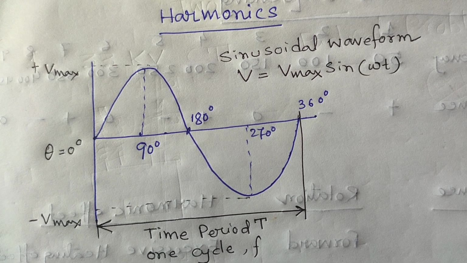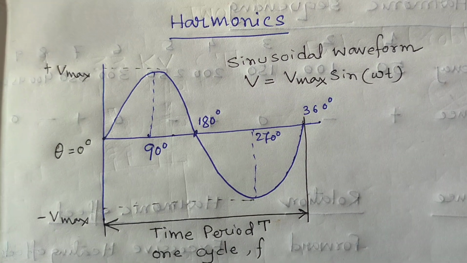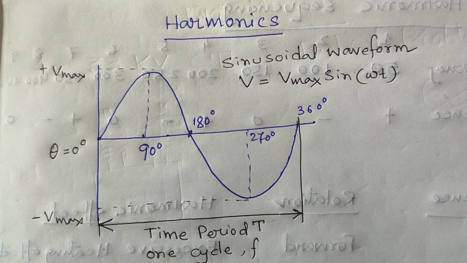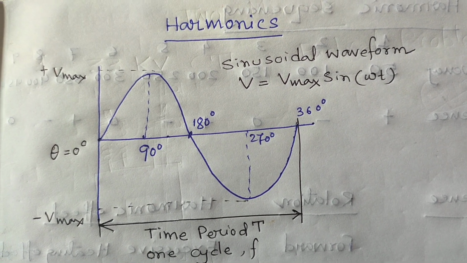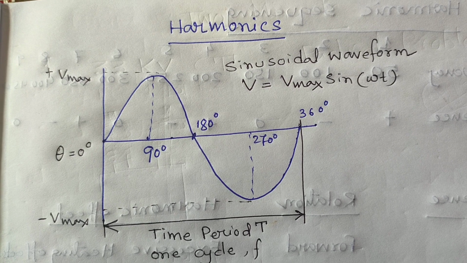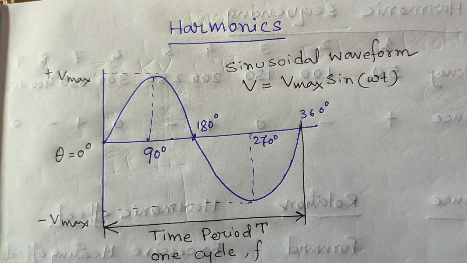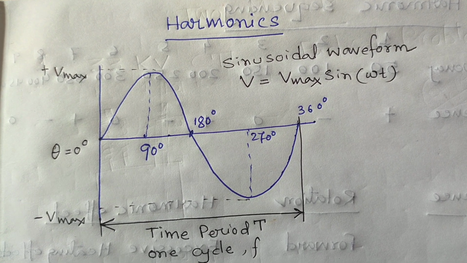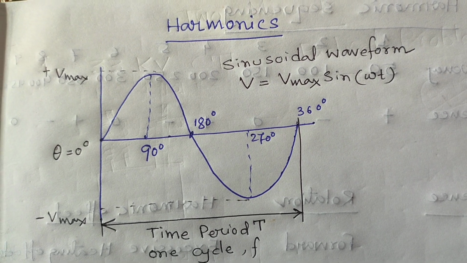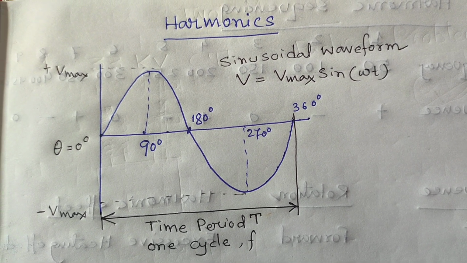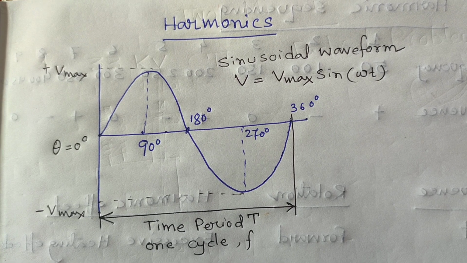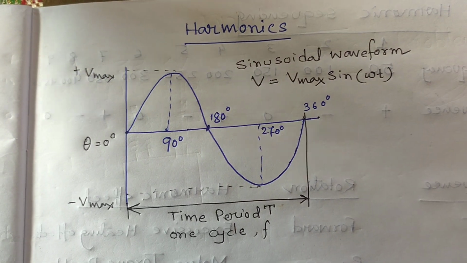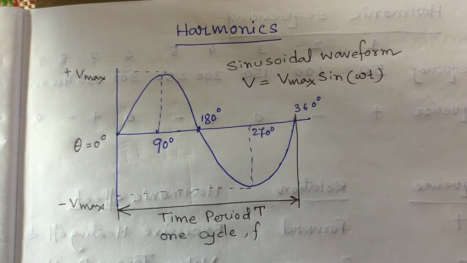Today our discussion topic is about harmonics. So what are harmonics? Harmonics are unwanted high frequencies which are superimposed on the fundamental waveform, creating a distorted waveform. We all know that if we apply some voltage, a sinusoidal waveform is formed on the oscilloscope. With the help of that we can calculate the fundamental harmonics.